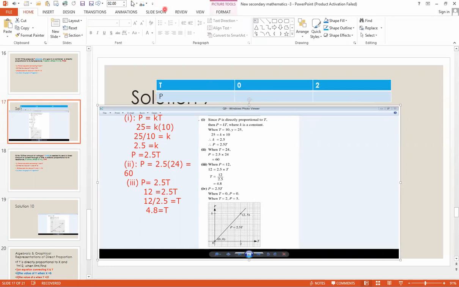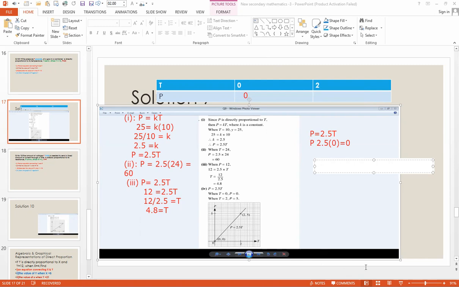Now how do we solve? Very easy. We solve it by putting the value in the equation. That equation is p equals 2.5 t. In the first place, I put the value t equal to 0, and obviously p is equal to 0. This means when the value of t is 0, the value of p is also 0. So I put a 0 here. Now we come to the next point. Here I have to change the color.